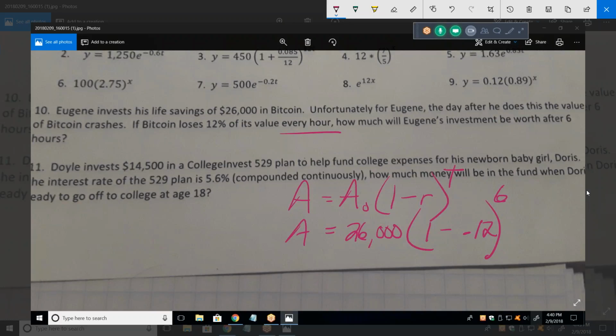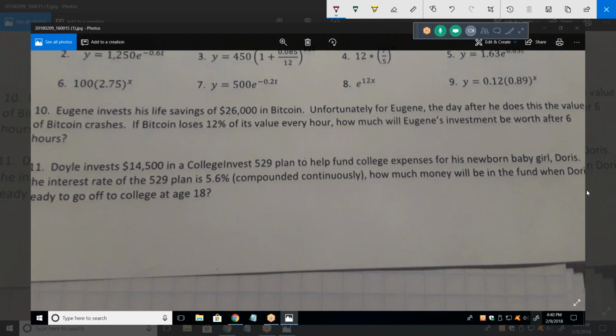Now do that, and you're going to come up with a shocking conclusion. Take 0.88 to the 6th power and multiply it by 26,000. So it's 12,074.50. And that was in 6 hours. And you know what? These numbers are not that far off. I've seen Bitcoin move at that kind of a rate, 12% per hour for 6 hours, and lose half its value in one day. That's how volatile that is.